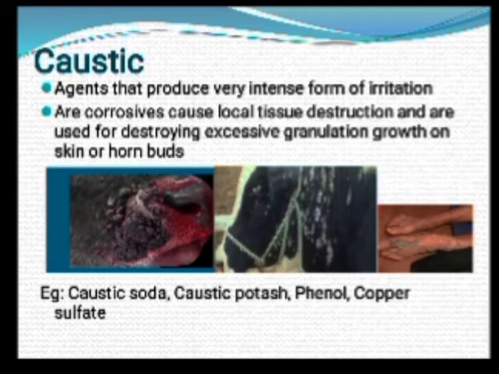Now we see the caustic. Caustics are topical agents that cause destruction of tissue at the site of application. They are used to destroy excessive granulation, keratosis, and horn burn in cows. They may also be used to remove moles, warts, and papillomas. Examples: caustic soda, potash, phenol, copper sulfate.